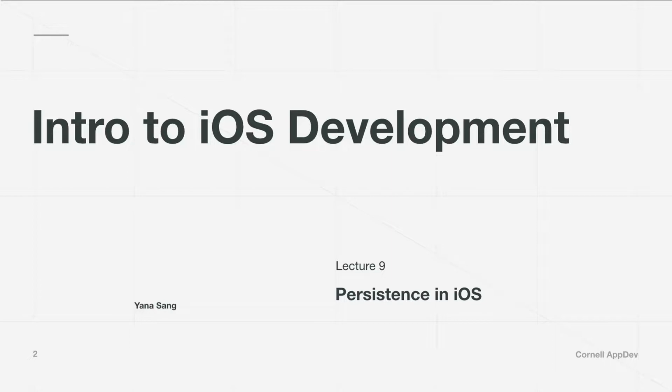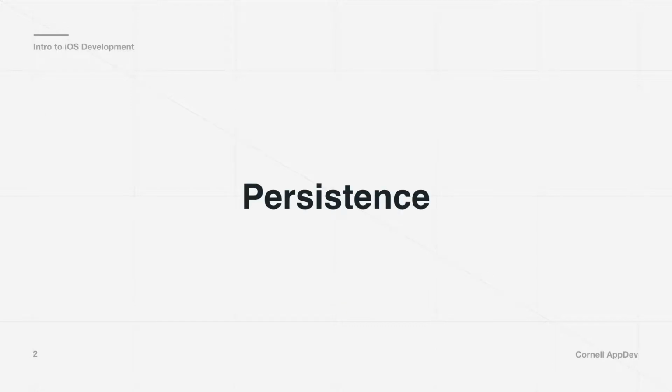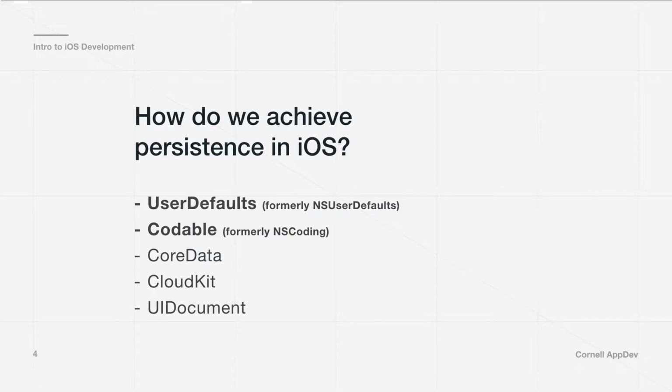I can start. Okay, hi guys, I'm Yana. I'm an iOS developer on AppDev, and I'm going to give today's lecture. Today we're going to talk about persistence, which is basically how you can get your data to be stored on your device between different app launches. So that way if you open an app again after you close it, that data is still there.